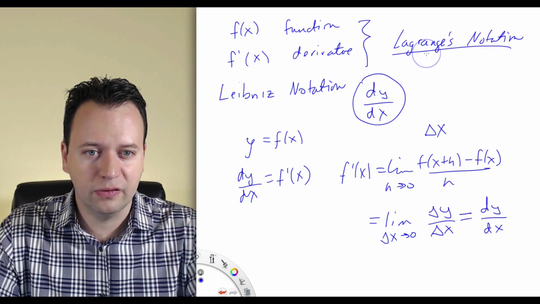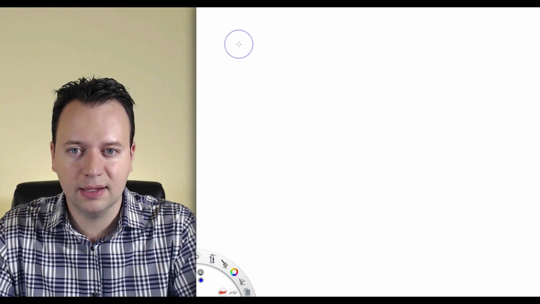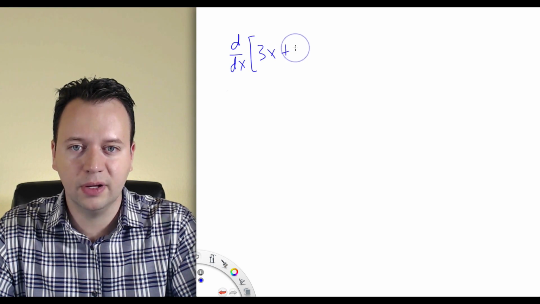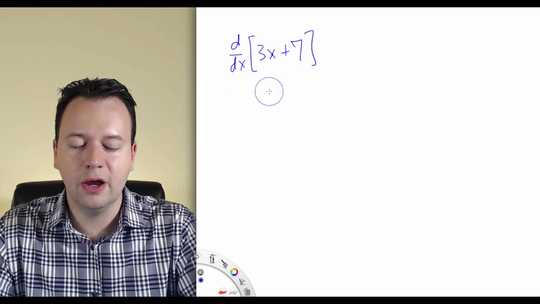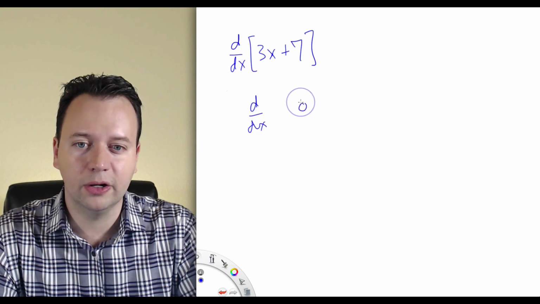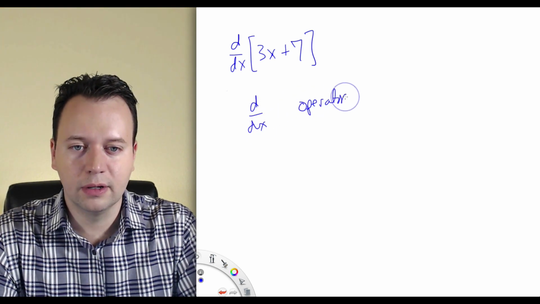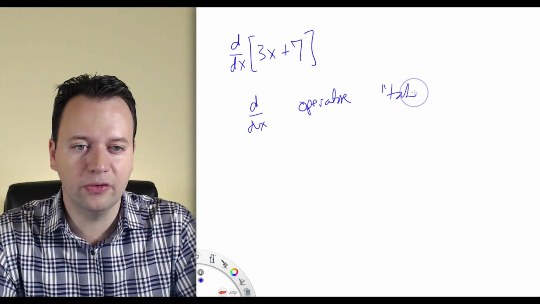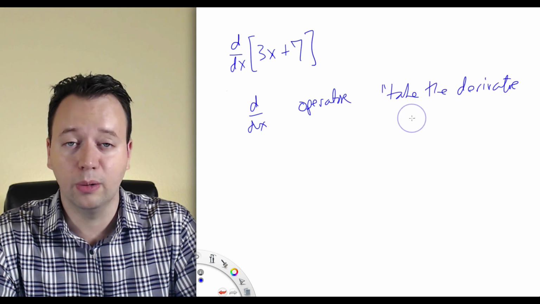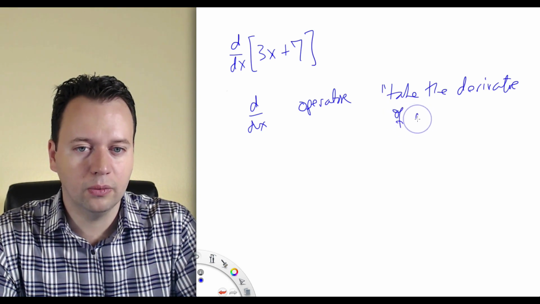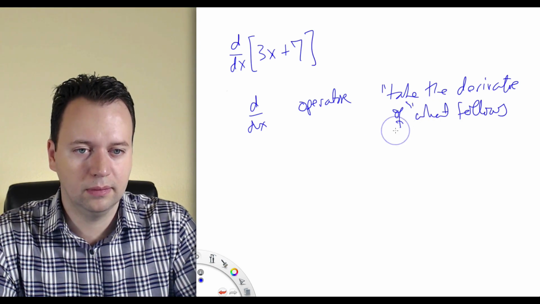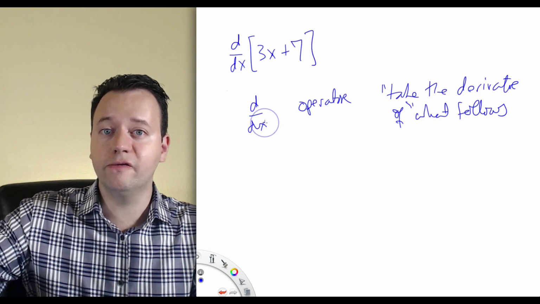In a variation of Leibniz notation, you might see something like this. Compute d by dx of 3x plus 7. So here, d by dx is sometimes called an operator. It basically means take the derivative, or compute the derivative of what follows. Right, so d by dx of something.